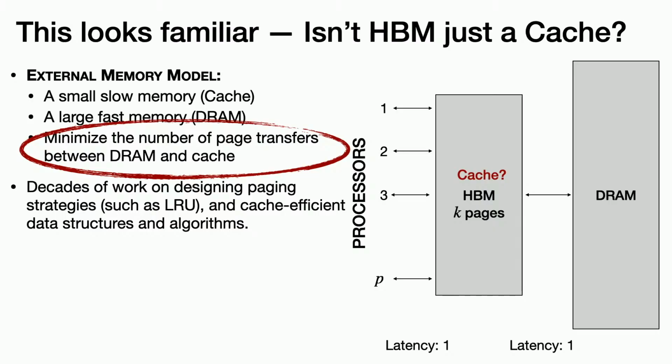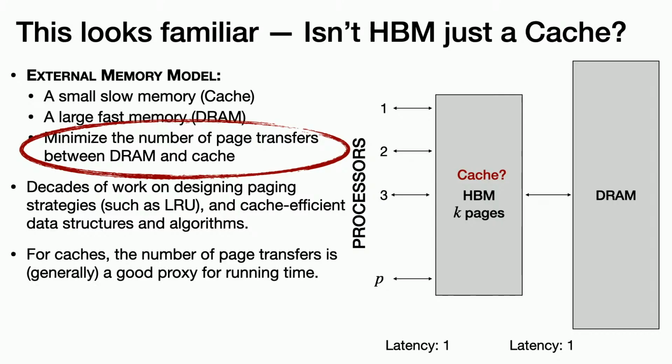I'm going to start with my first argument. One of the important properties of the external memory model is that we want to minimize the number of page transfers between DRAM and cache. Why do we want to do this? We don't actually care about page transfers; what we care about is the running time. But for caches, the number of page transfers is generally a good proxy for running time. So you can separately minimize the number of page transfers, and then separately minimize something else, and when you combine it all together, you get good running time as well. This is not absolutely true all the time, but it's true to a first approximation.